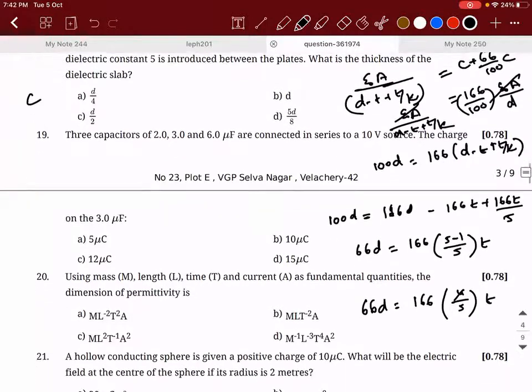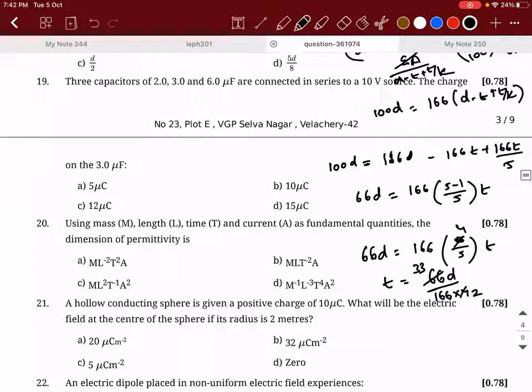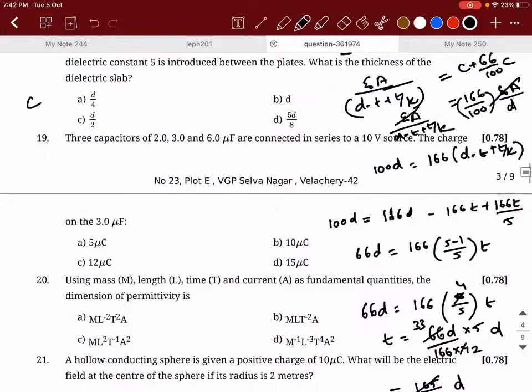What is the thickness of the dielectric? Are you getting an exact value or an approximate value? So T will be equal to 66D divided by 166 into 4. So that will be 33 divided by 2, into 5 is there. So it will be 165 divided by 166 into 2 times D. Correct? So they can be approximated to 1. Answer should be closer to D by 2.